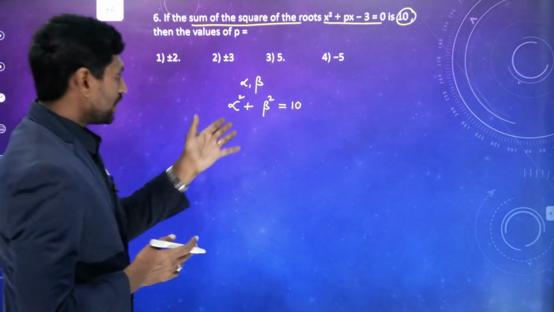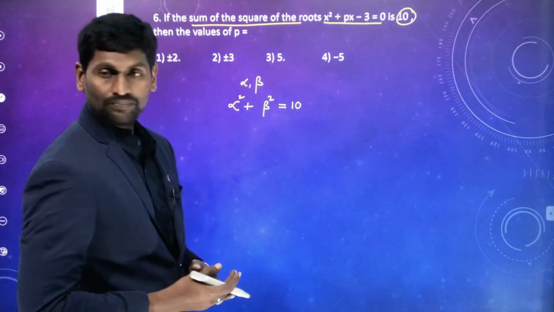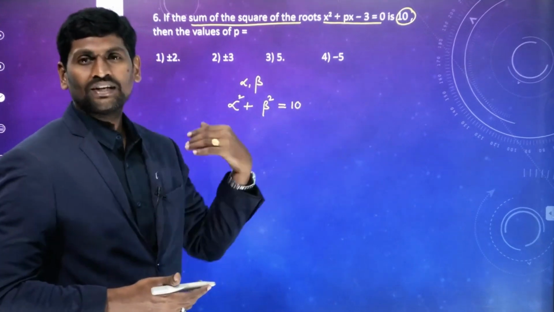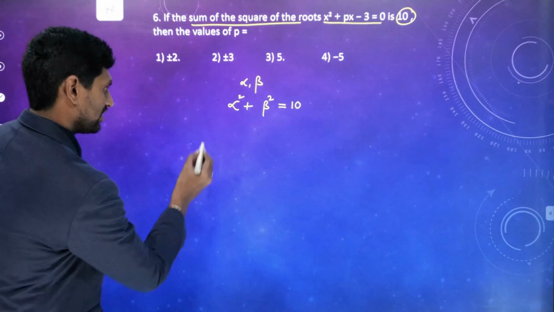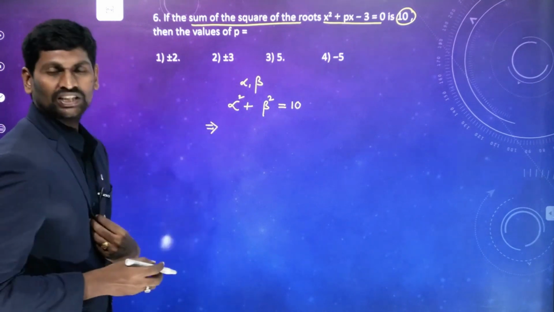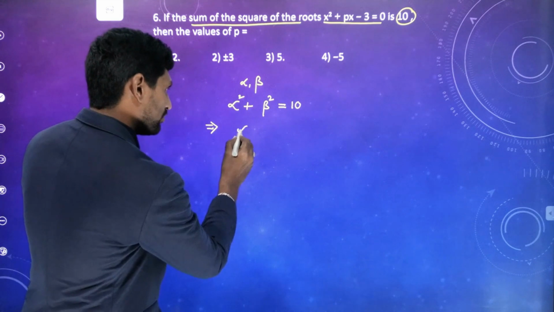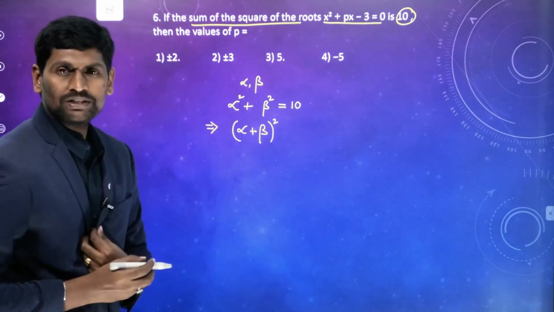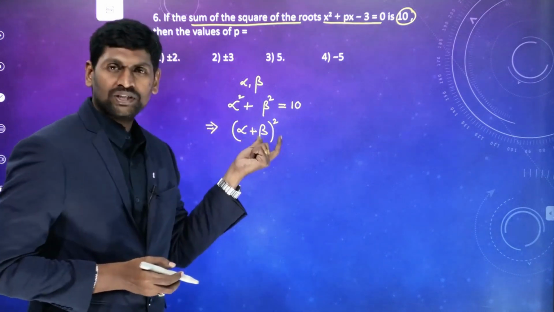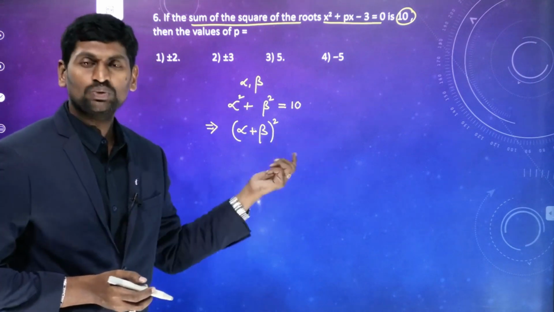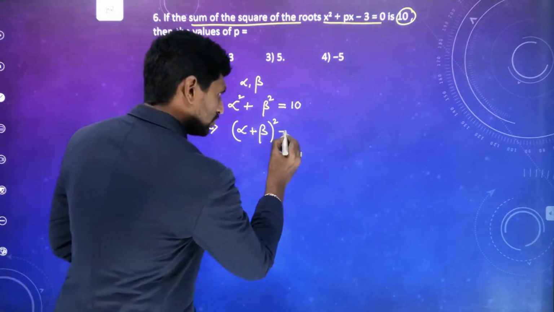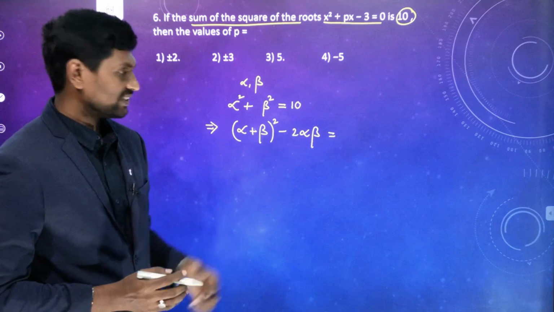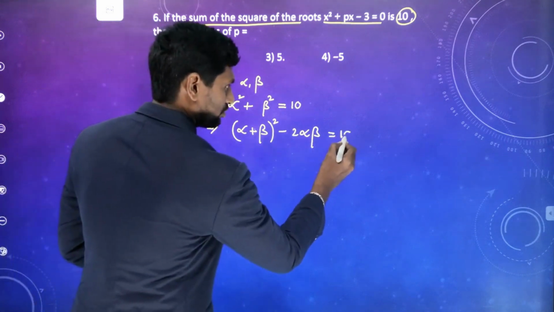Let us see that. For alpha square plus beta square, we already have the formula, even though we can use the regular process. How can we write alpha square plus beta square? Now I am using the alpha plus beta whole square formula. Alpha plus beta whole square means alpha square plus beta square plus 2 alpha into beta. So if I remove that 2 alpha into beta, we just have alpha square plus beta square value, that is equal to 10.